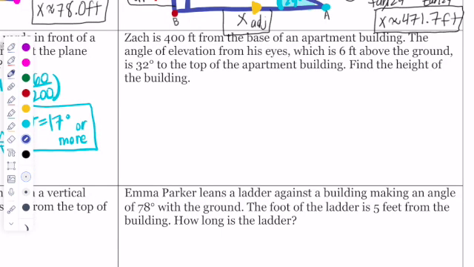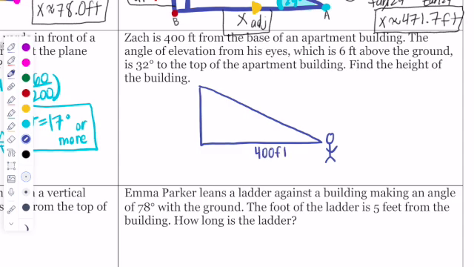All right, so what about Zach? Zach, if you're watching this, I gave you this one because this is one of the hardest ones on here. So Zach is standing 400 feet from the base of an apartment building. So here is Zach, and he is 400 feet from the base of the apartment building.